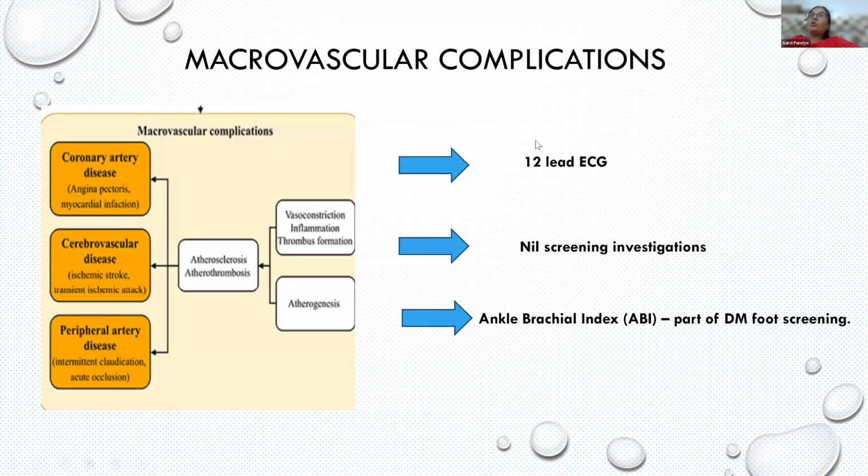In the macrovascular complications, it is not routine practice to do the 12-lead ECG, but some of us do it at periodic intervals. That periodic interval is also not defined yet. It's just on an individual practice basis, and it also depends on the patient's underlying comorbidities, symptoms and risk factors. For peripheral arterial disease, the ankle brachial index can help, and this is a part of the diabetic foot screening. So this is included in that.